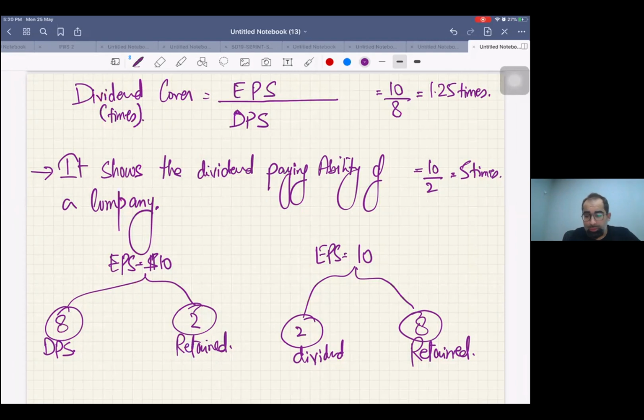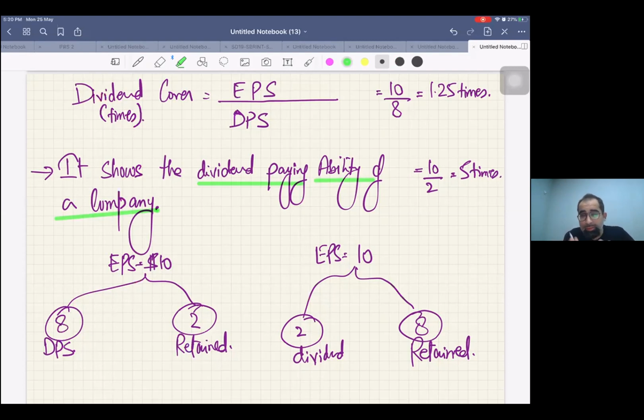What does dividend cover show? Look at the words. It shows the dividend paying ability of a company. It shows how much dividend the company can pay, and whether the dividends are real or fake. This ratio will also indicate this issue. It shows the dividend paying ability of a company.